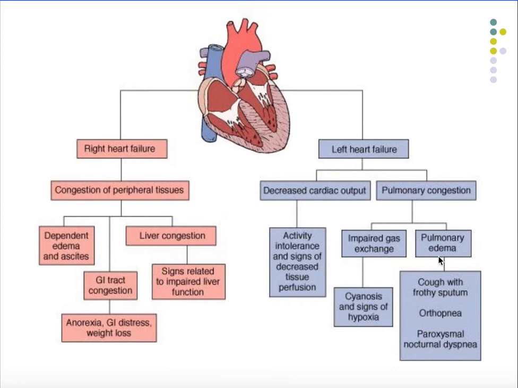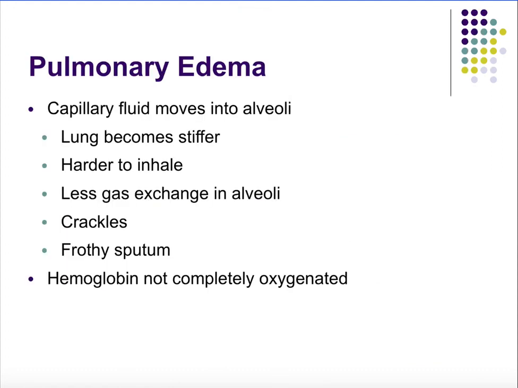We'll also see the fluid buildup there, so pulmonary edema. We'll see the cough, the frothy sputum, etc. So pulmonary edema, fluid in our lungs. Why is it so bad? When capillary fluid starts to move into the alveoli, as blood gets backed up, our lungs become stiffer.